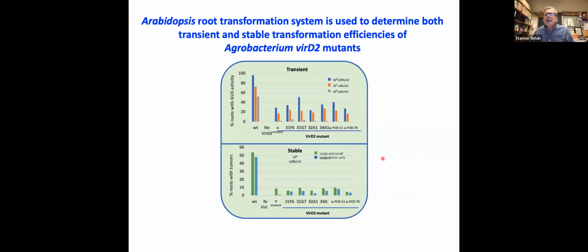Then we did quantitative analysis and found some of these lines, although they had very, very low tumorigenesis activity in Arabidopsis, extremely low, still had up to maybe about 50% of the level of transient activity as the wild type did. So they weren't as perfect as wild type for transient, but they were still pretty good.